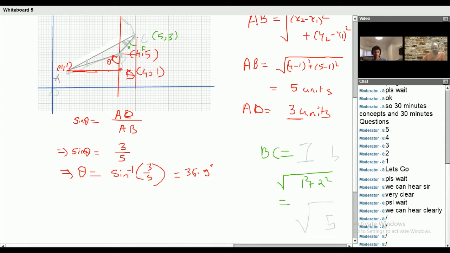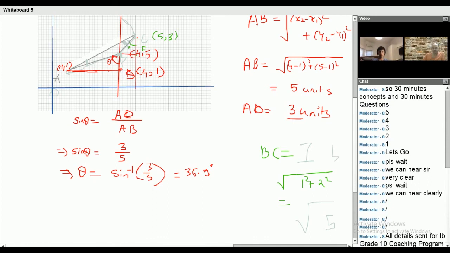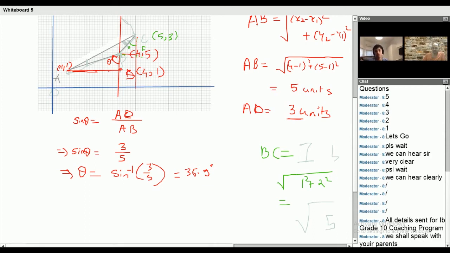Now if we consider CE, or BE, whatever you want to consider, E is going to be on the same horizontal line as point B, which is 4, 5. So this is going to be 5, 5.